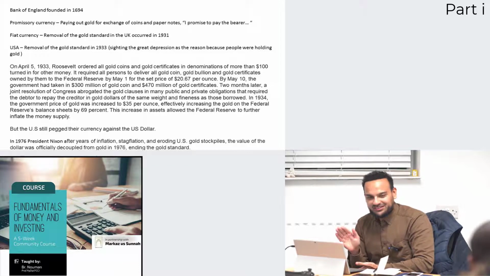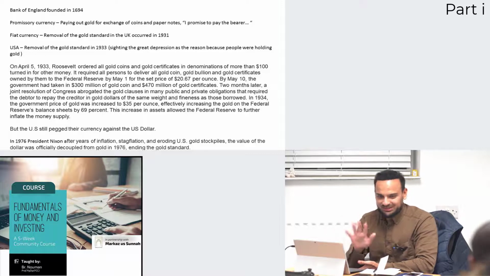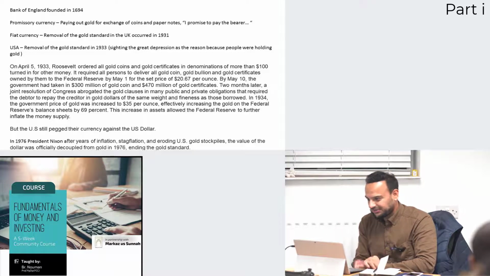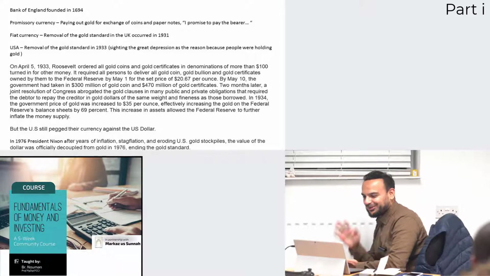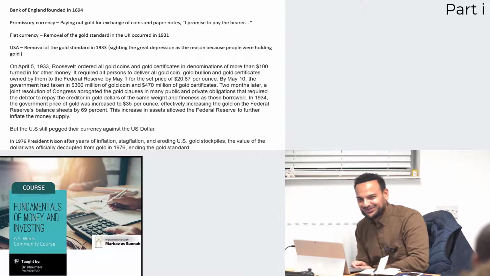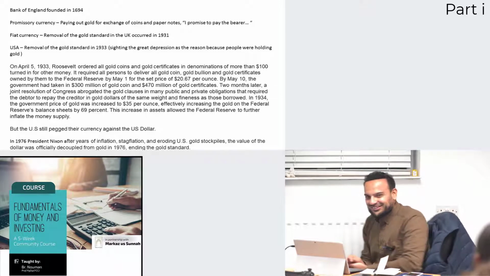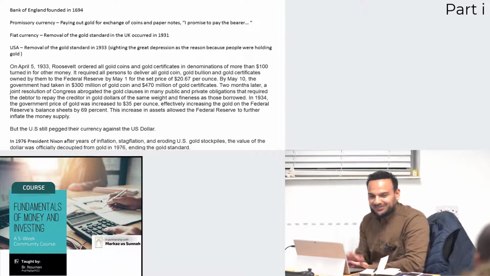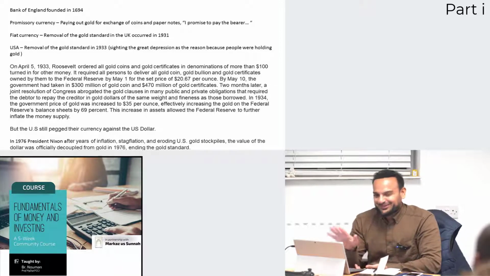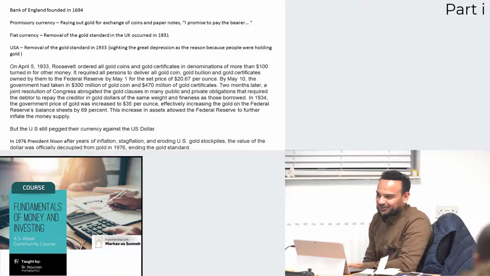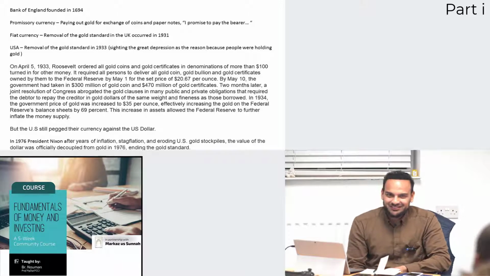Now I just told you the price right now is around $1,200 per ounce or something like that. The price then, can anybody guess what the price was? We're talking about 1933, it's not too long ago. Yeah, that's a bit less, it was $20.67 per ounce. Imagine that.